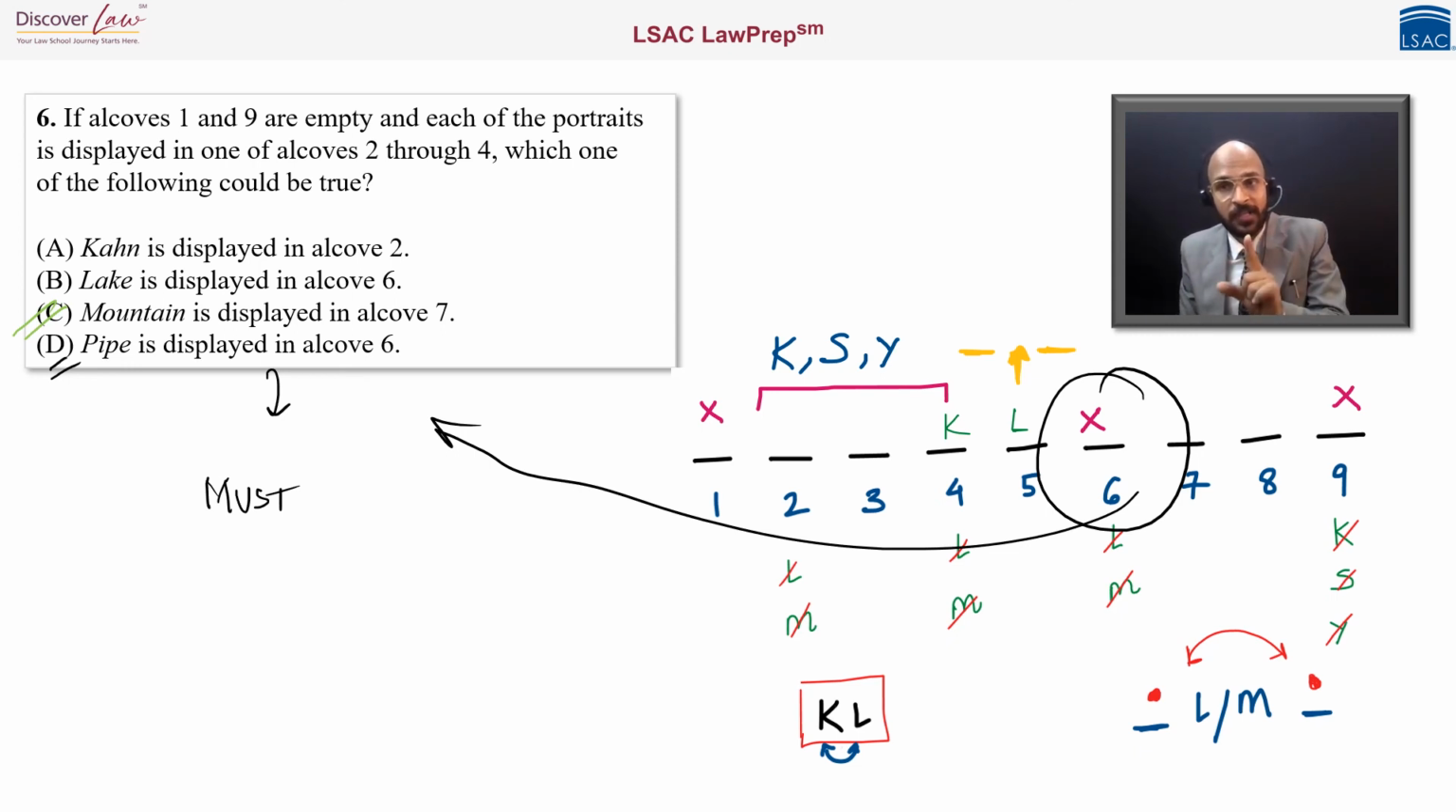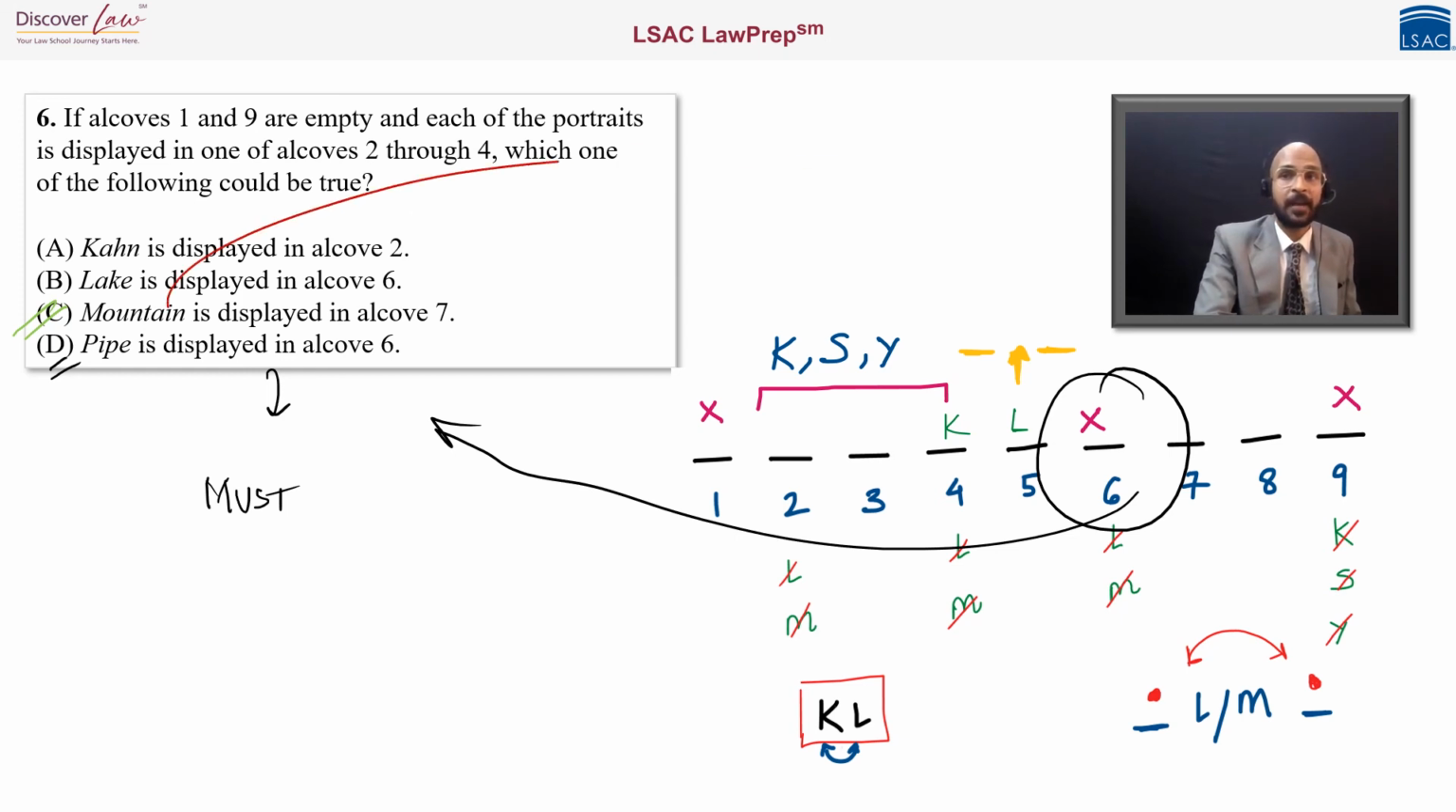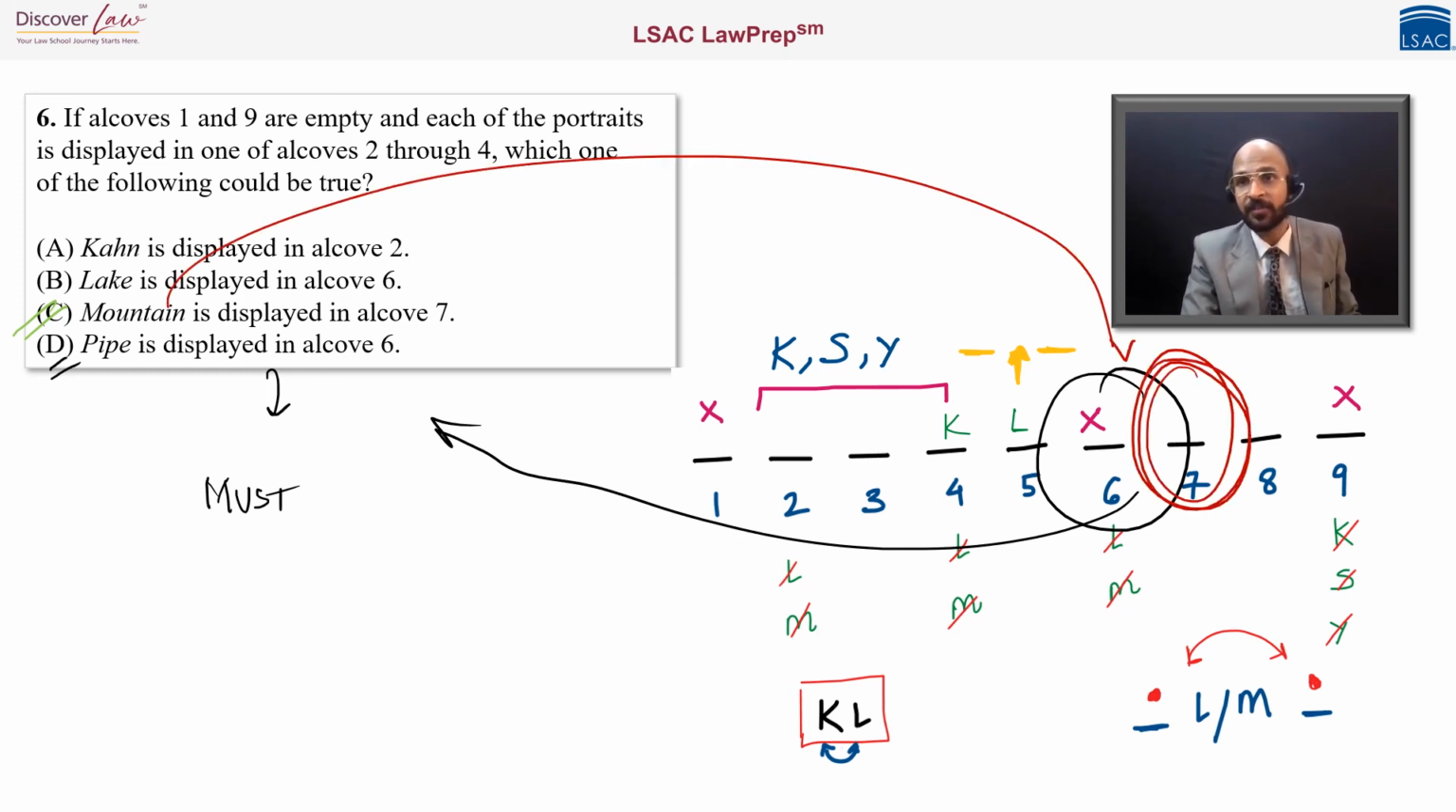I want you to understand this. We cannot say that M definitely is going to be in position 7. All that we know is that it is possible for M to be in 7, which is why it could be true. If you've not understood the difference between could and must, I again urge you, pause the video and think about it. It's an extremely important question for you to be able to solve LSAT India questions effectively.